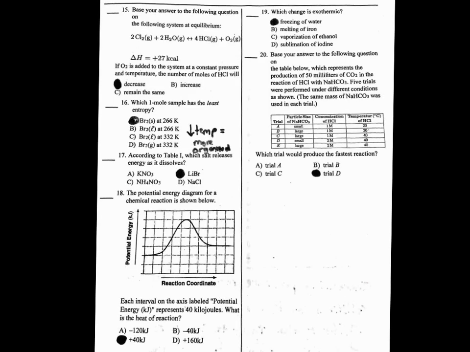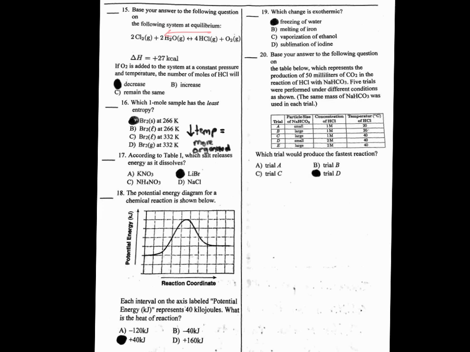Number 15. So, we're focusing on the moles of HCl after you add O2. So O2, we're adding this. It's up here. So because we added this, we want to get rid of the extras by moving away. So we're going to the left, shifting to the left. Because we're shifting to the left, not only are we getting rid of this, we're also getting rid of this. So that's why the number of moles of HCl will decrease.